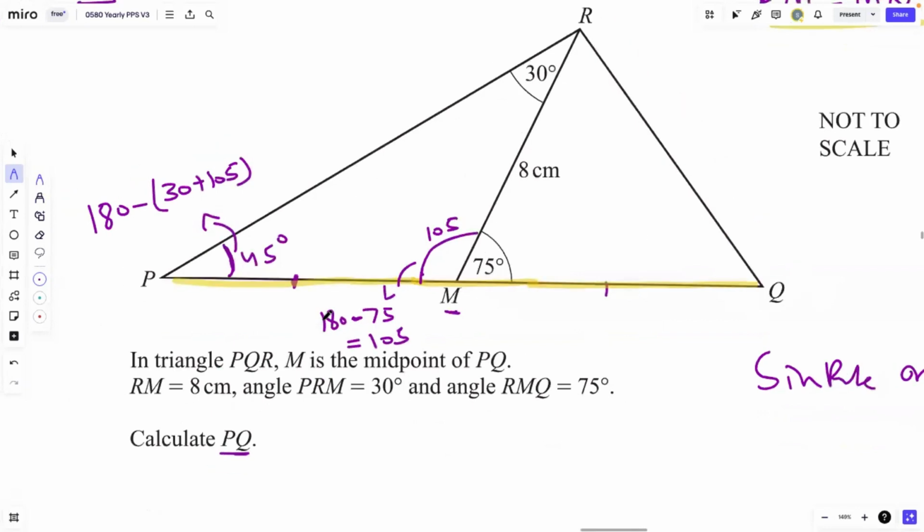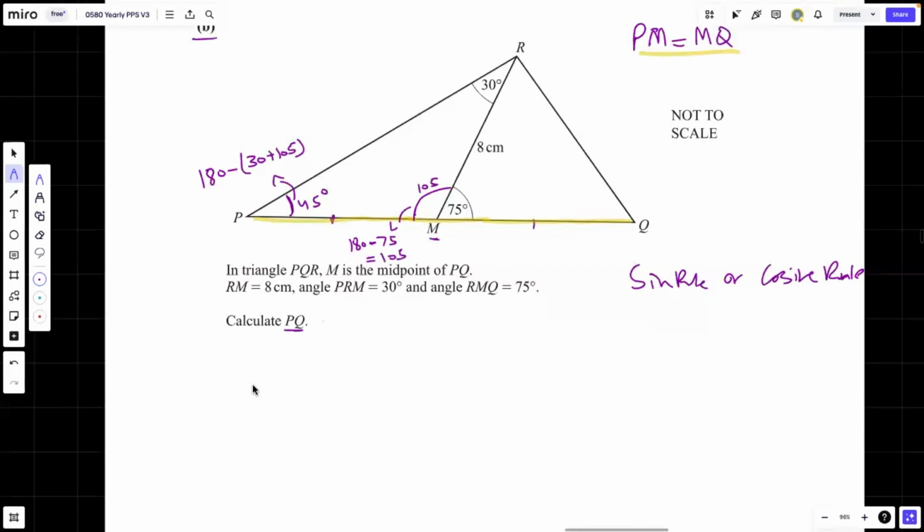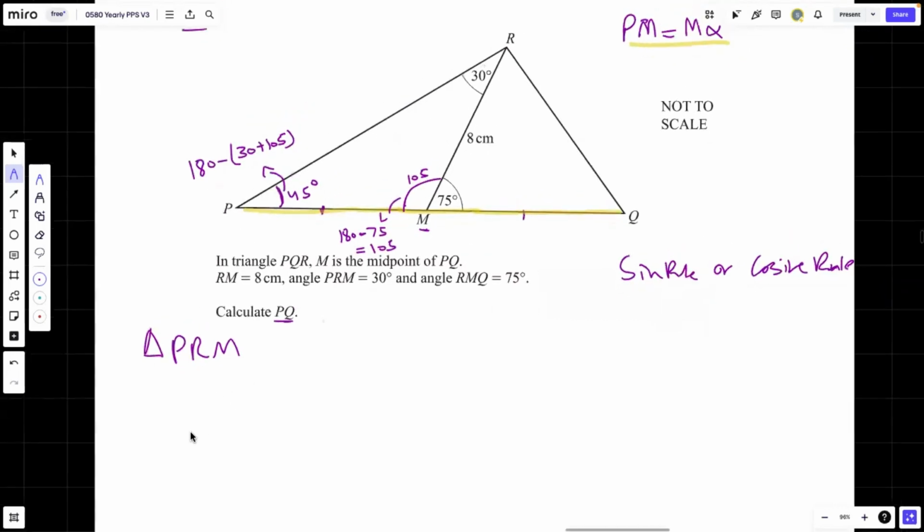And now, if I look at the triangle, how do I find PQ? So best way is that I find either of PM or MQ. And since now I've worked more on the triangle PRM, I'm just going to plot that out.